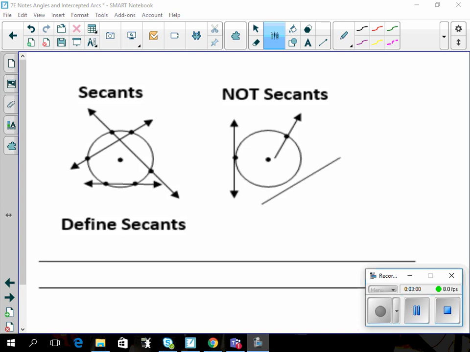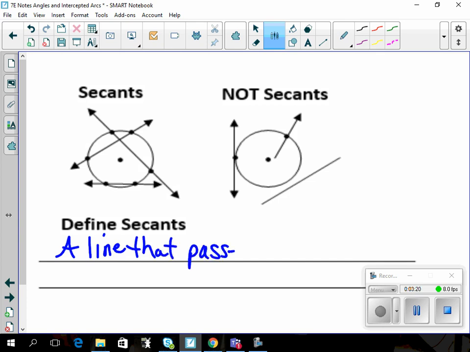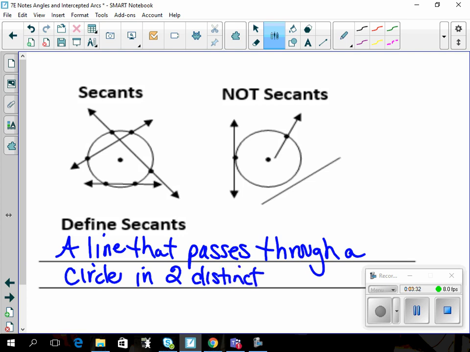So it's a line, again a line, it goes in both directions. And so it's a line that passes through the inside of a circle, not necessarily through the center, but through the inside, and it crosses, like Kiana said, in 2 distinct places, right? Good. So a tangent touches it in 1 place, right? And a secant touches a circle in 2 places.